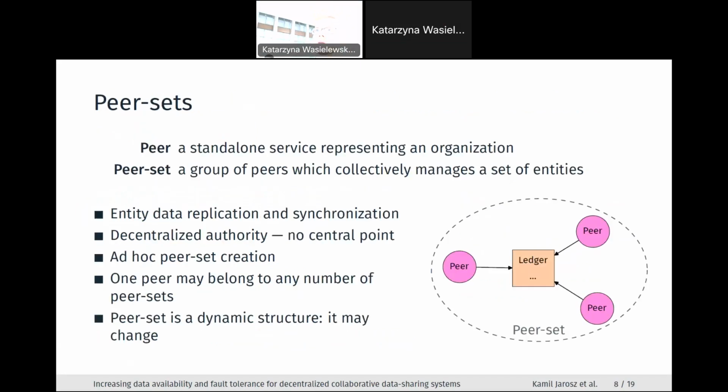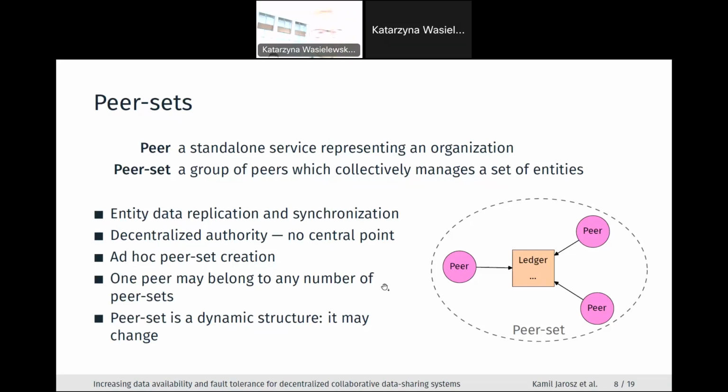So we define a peer as a standalone service, which represents an organization. And we define a peer set as a group of peers whose sole purpose is to collectively manage a set of entities. So now, instead of having entity data stored within one peer or one organization, we store it within a peer set consisting of multiple peers. The peer set ensures data replication and synchronization between these peers. And it introduces an idea of decentralized authority, where there's no central decision-making point where we decide how we want to change the data, but instead we change the data collectively by all the peers inside the peer set.